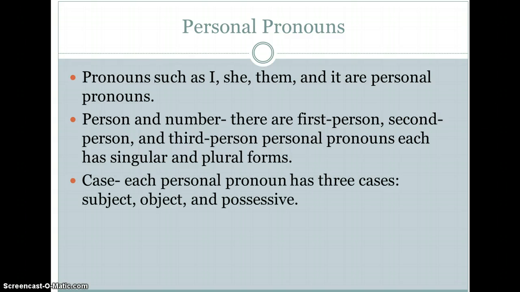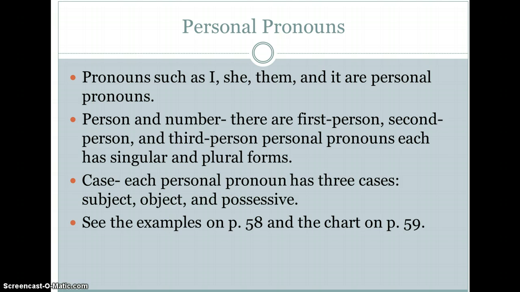Now case, each personal pronoun has three cases: subject, object, and possessive. We'll get into subject when we go over lesson 3.2 in just a few minutes. Object is 3.3 and possessive is 3.4. So let's talk about that later on when we get to it. There are examples on page 58, and a chart on page 59 that you're going to want to become familiar with. In fact, I would suggest memorizing that chart so that you can understand the different types of pronouns.